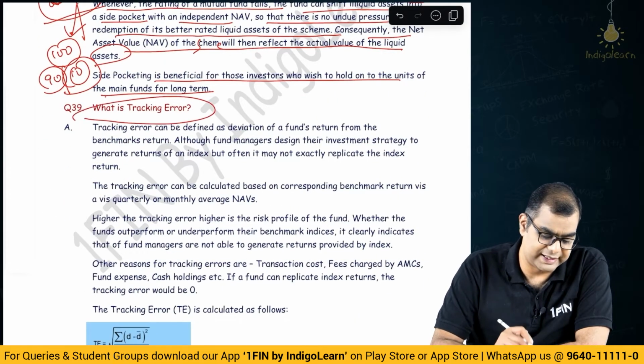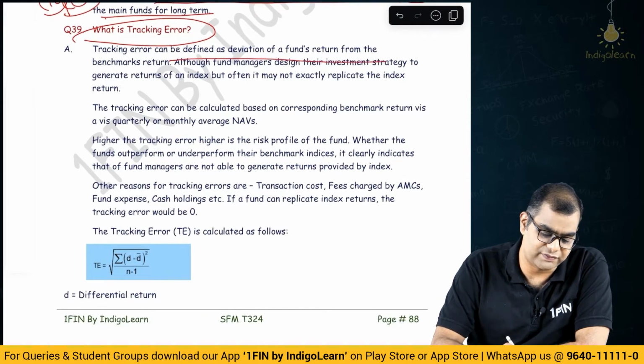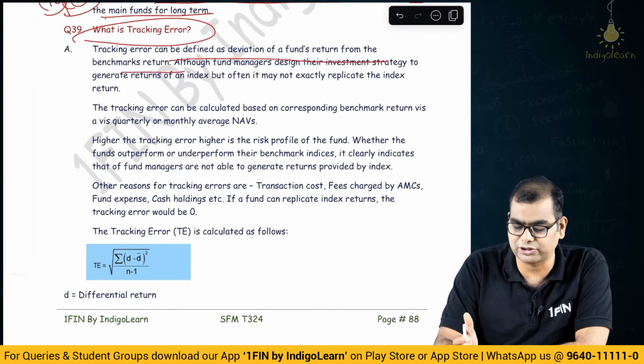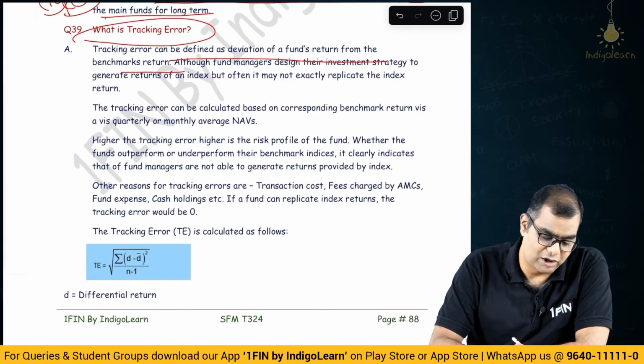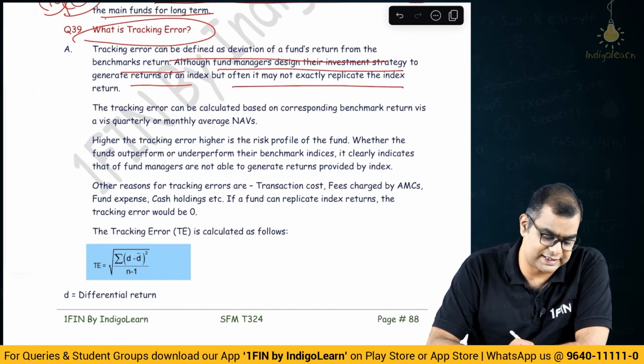Then there is something called tracking error. What is tracking error? It can be defined as the deviation of a fund's return from the benchmark return. So how much are you supposed to return versus your benchmark? Although the fund manager designs the investment strategy to generate returns of an index, it often may not exactly replicate the index. The tracking error can be calculated based on corresponding benchmark return vis-a-vis quarterly or monthly average NAVs.